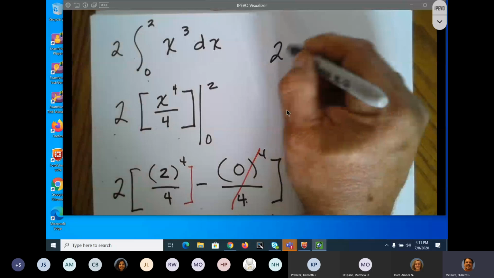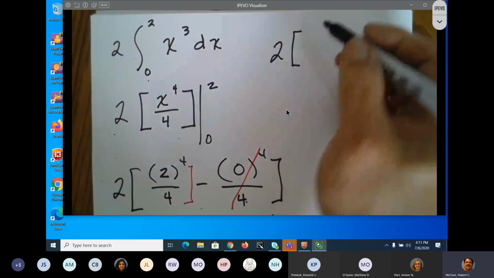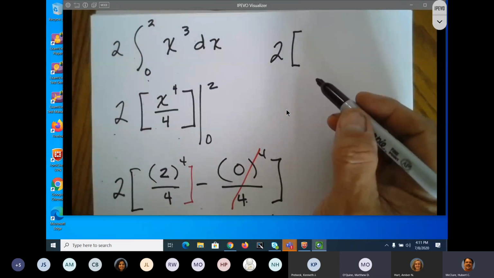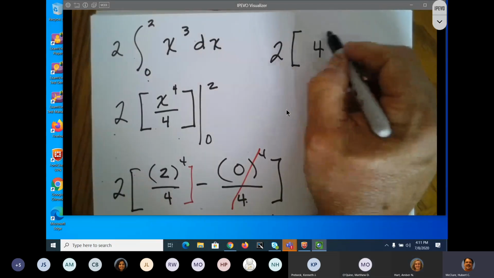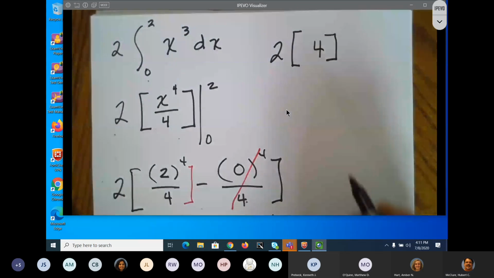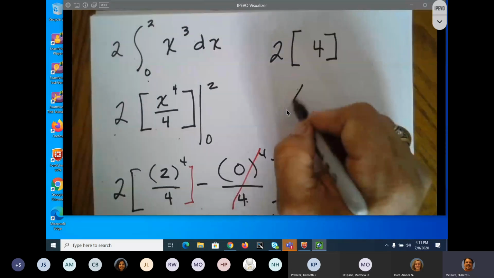2 to the 4th is 16 over 4, which is what? Is it 16? I think it is. 16 over 4 is 4, isn't it? Yeah. And that's 8 units squared.